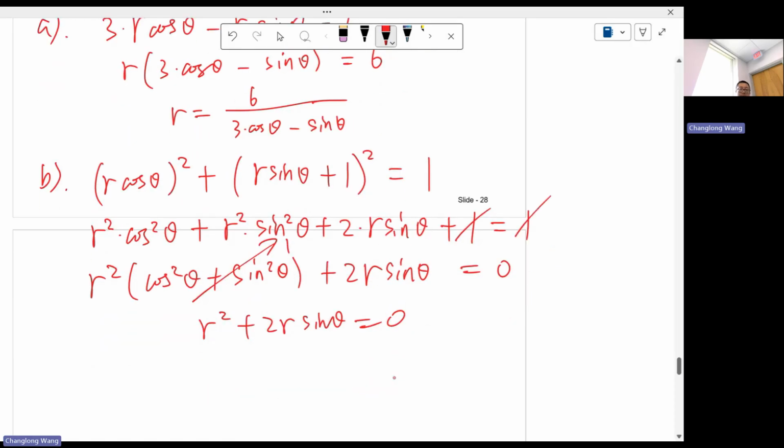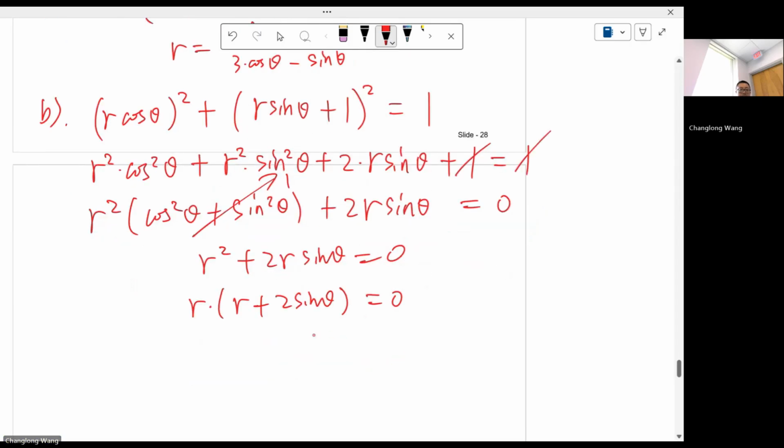You see that you could further simplify it by factoring out r. It's like doing verification of identities, right? Factor out r, you get r times (r plus 2 sine theta) equal to 0. Well, that's a product, right? It's a zero product. That means the only way it works is either r equals 0 or r plus 2 sine theta equals 0, which means that r is -2 sine theta.